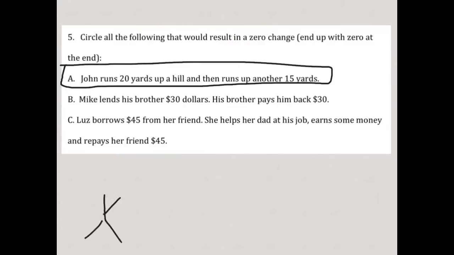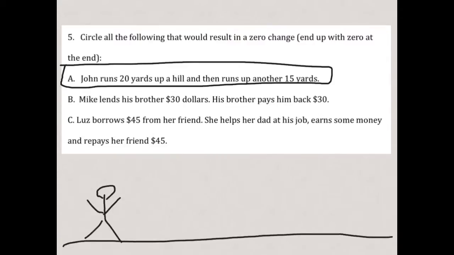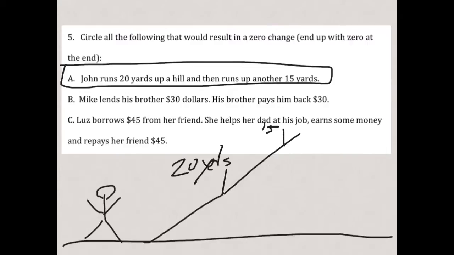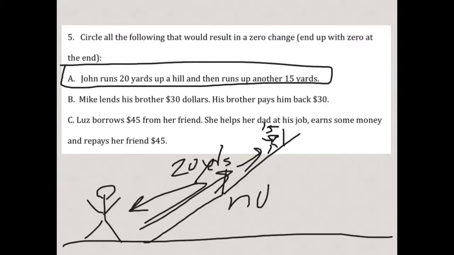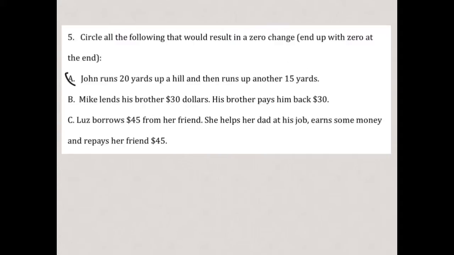Here's John. Let's meet John. He's on the ground. He's going to run up a hill right here, let's say 20 yards. Now, as we continue reading the question, John runs 20 yards up a hill and then runs up another 15 yards. That means he went up here. So now John is way up here. Did he run up and come back down? No. He kept going. So there's not a 0 change here. So A would not be one of our choices. Okay, let me cross that out even more.